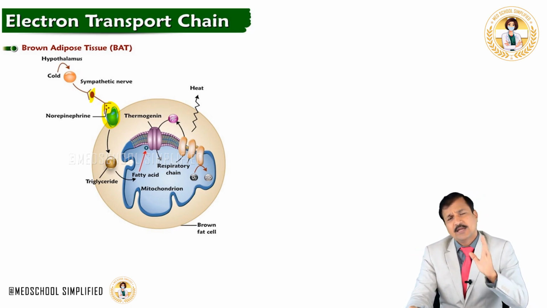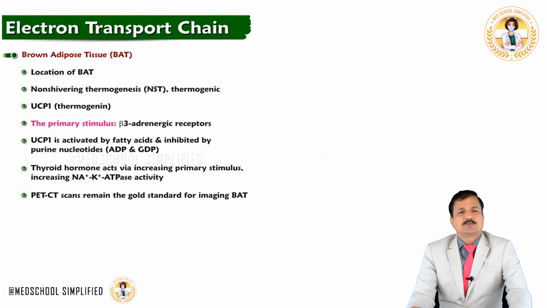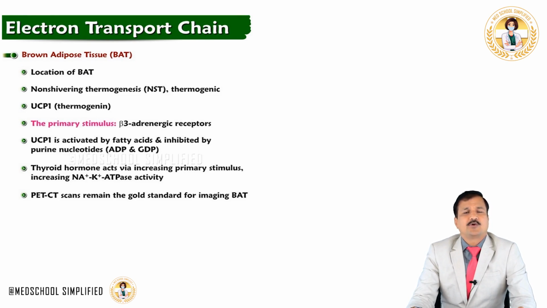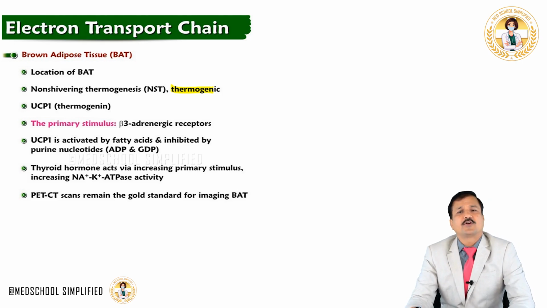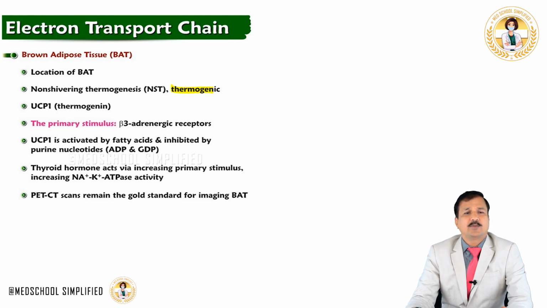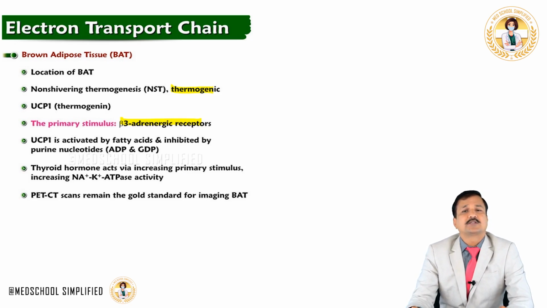Of course, heat can also be generated by running metabolic reactions, but this is another way of generating heat in our body. So all those points that I have written here: the location of brown adipose tissue is in the interscapular areas and around the organs, and brown adipose tissue participates in non-shivering thermogenesis. That's why brown adipose tissue is also referred to as a thermogenic organ. And brown adipose tissue has uncoupling protein 1, which is also called thermogenin, and the primary stimulus for thermogenin is stimulation of beta 3 adrenergic receptors by norepinephrine.